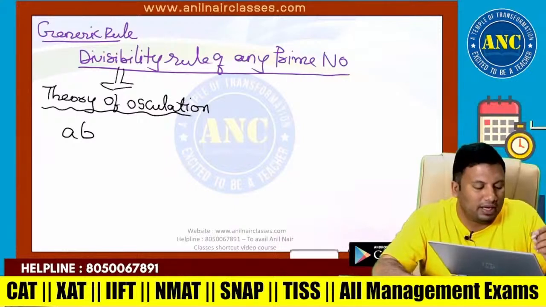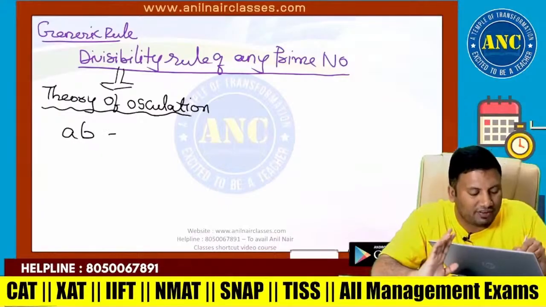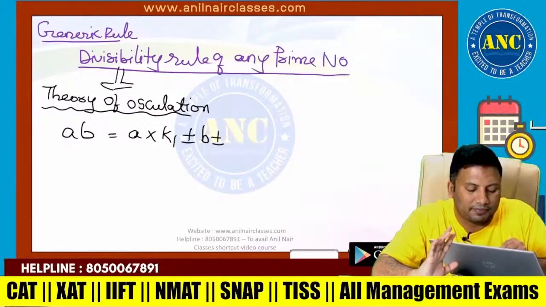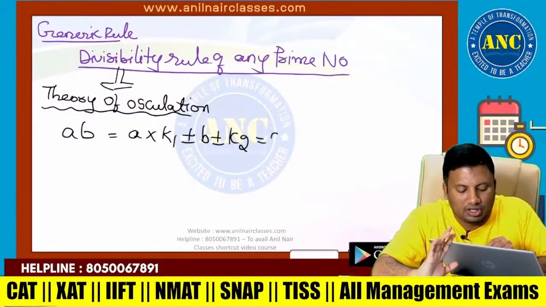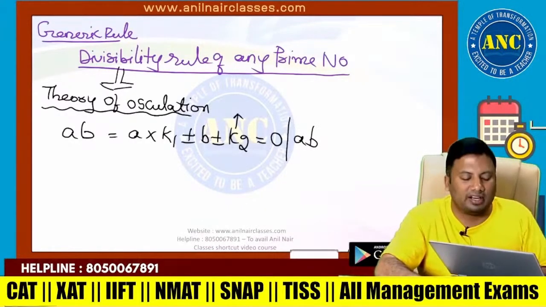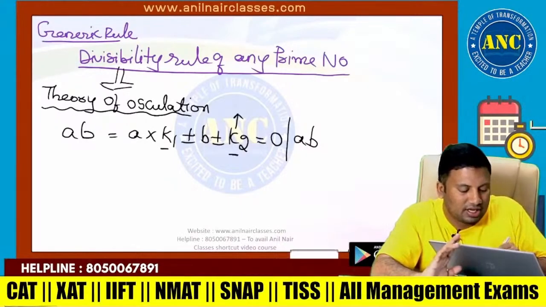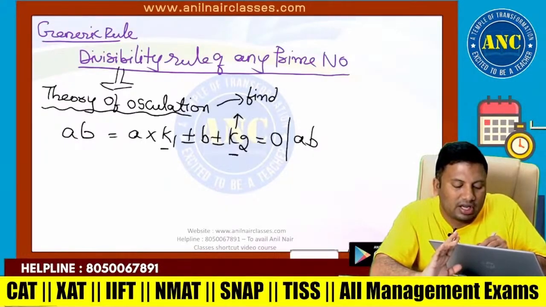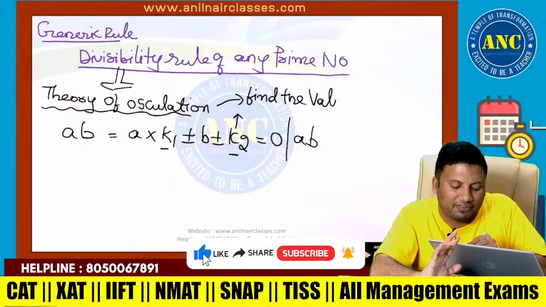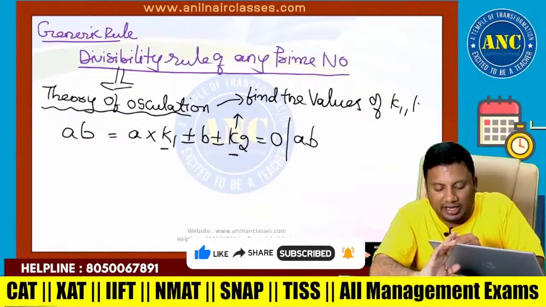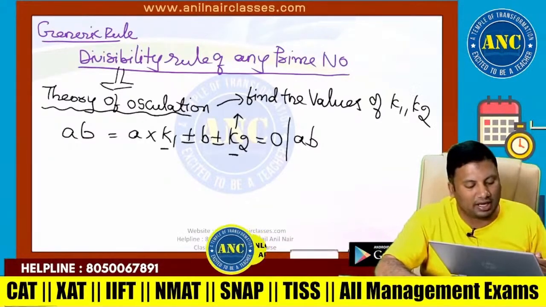AB is a representation of a number. If you can find out the values of K1 or K2 such that the resultant is 0 or the given number, then you can find the divisibility rule. Here K1 and K2 we don't know. The theory of osculation helps us in finding the values of K1 and K2. I will take a few examples, then it will be clear to you.